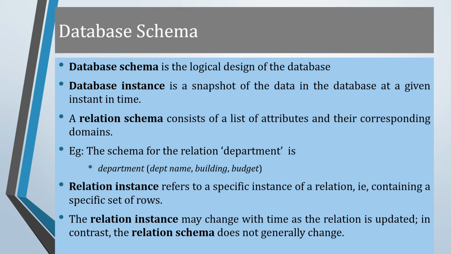Then relation instance. It refers to the specific instance of a relation. That means at a particular time, what are the set of rows in the relation. So that is the relation instance. At a particular time, the set of tuples in the relation. As you know, this table always gets updated. More and more rows will be added, right? So at a particular time, how many rows will be there in a particular relation? That can be called as the relation instance.